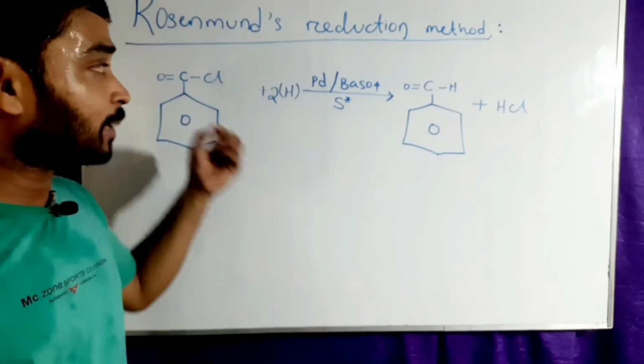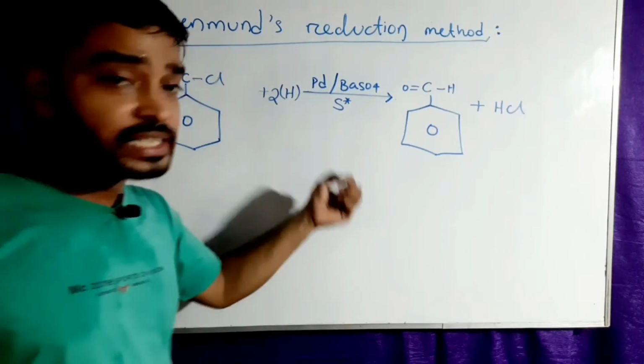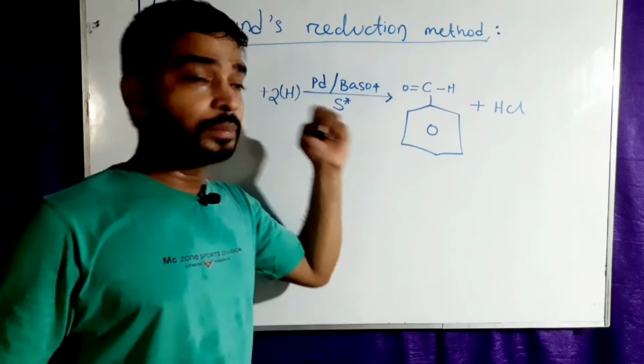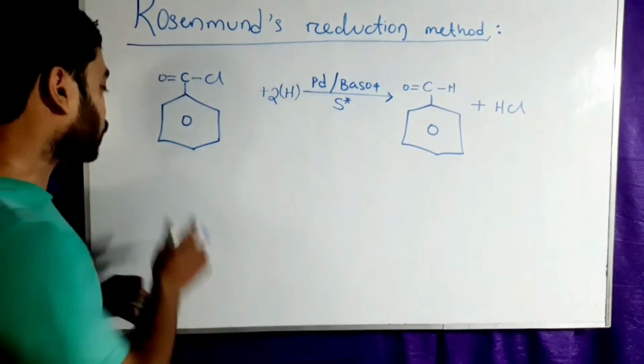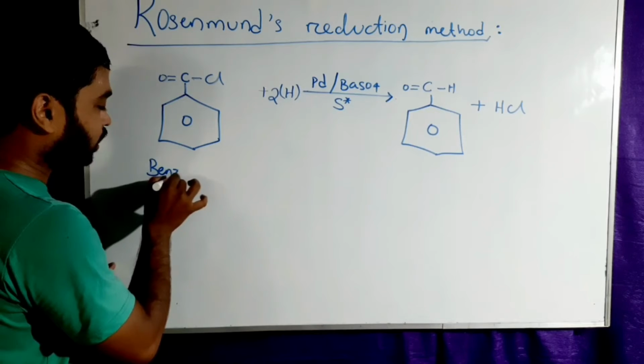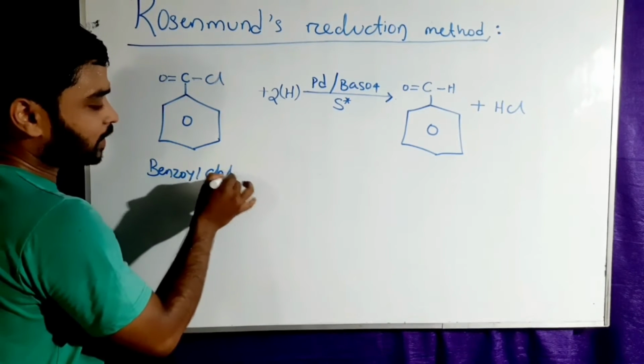In this way, we can prepare the higher forms of aldehydes, including benzaldehyde, from the acid chloride, or benzoyl chloride. It is the benzoyl chloride here.